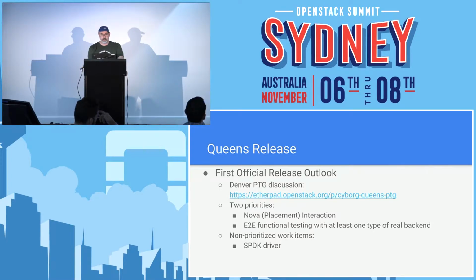So you can go ahead and look at the Etherpad for the discussion for the Queens release. This lists in a lot more detail what they're planning to do. And they have some priorities. The Nova placement interaction is very simple and basic right now. And they want to do some end-to-end functional testing with at least one type of real backend, not just Devstack, is how I translate that. And then their non-prioritized work item is to start looking at SPDK.